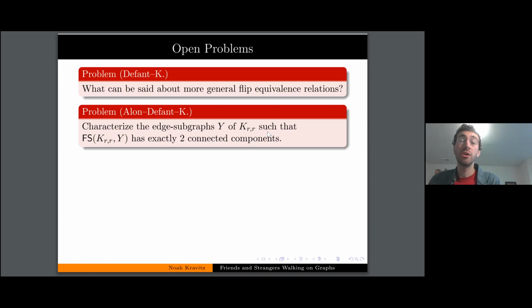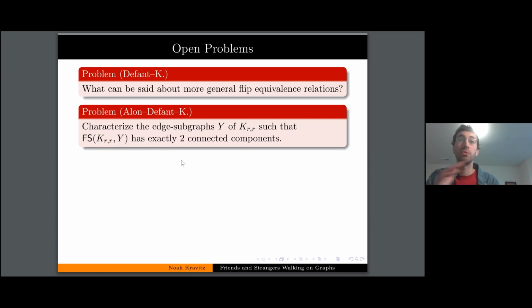Something else would be characterizing the edge subgraphs Y of the complete bipartite graph K_{R,R} such that the friends and strangers graph of K_{R,R} with Y has exactly two connected components. This friends and strangers graph will be guaranteed to have at least two connected components because both Y and K_{R,R} are bipartite, from the fact I mentioned at the very beginning. So this is a very natural question: which graphs Y make this friends and strangers graph have as few components as possible?